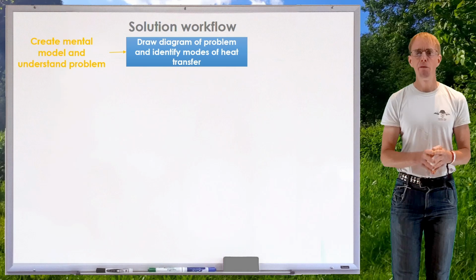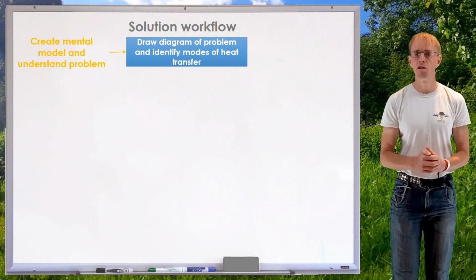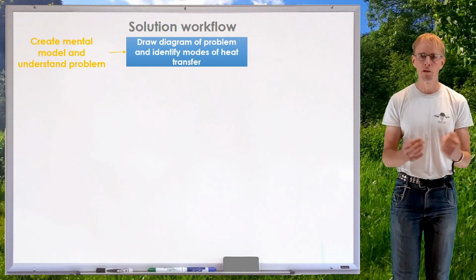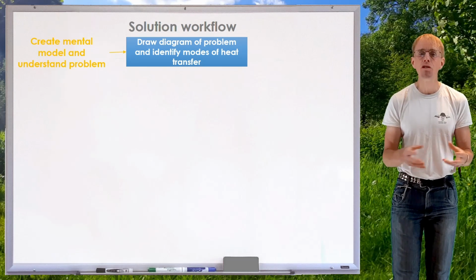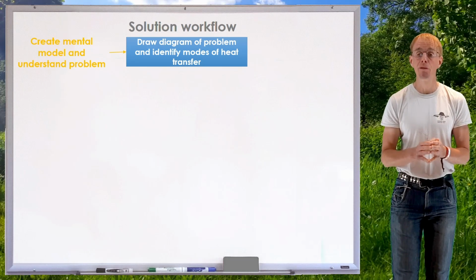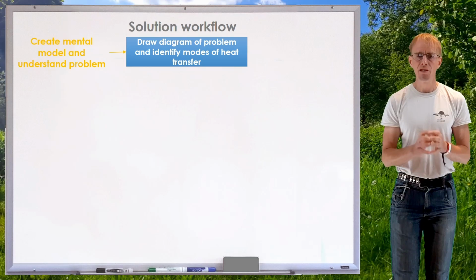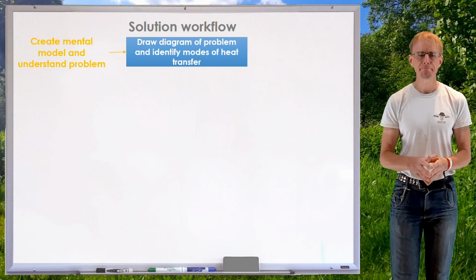Draw a diagram. Figure out if you've got conduction processes dominating. Figure out if you've got convection processes dominating. Figure out if you've got advection or not. Figure out what heat sources you may have on a volumetric basis. So sit down and really think about it.